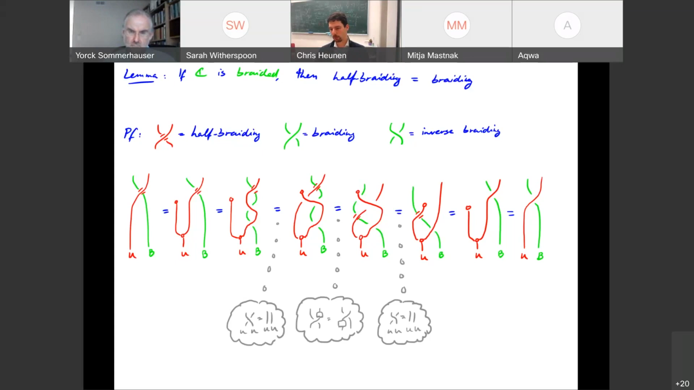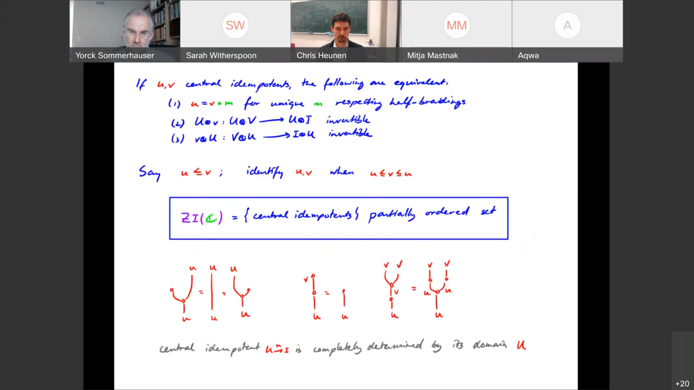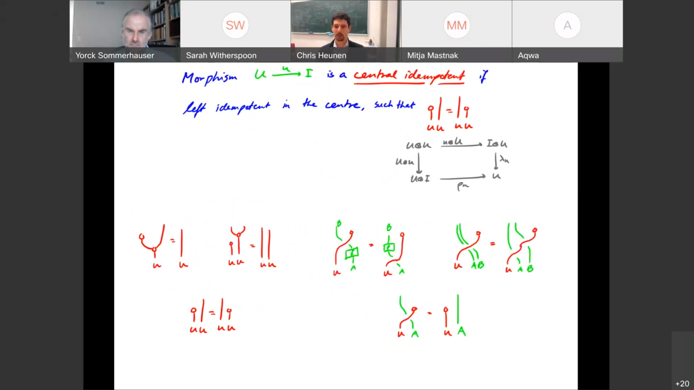And now we're where we wanted, because copying U and then forgetting about one copy is the same as doing nothing. So at the end of the day, the half braiding must be equal to the braiding. So if you're in a braided monoidal category and you look at the central idempotents, you might as well just look at idempotents in the sense of, if we go back to the definition, you really only need to ask this red condition in the top right, and that thing is invertible. So you can forget about all the stuff involving the green wires here.